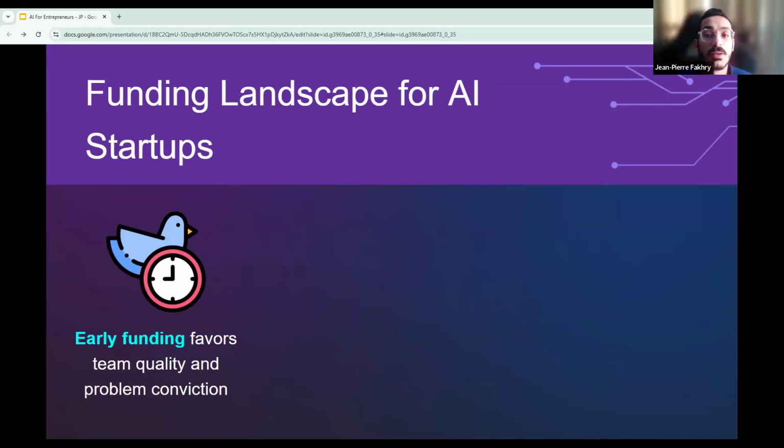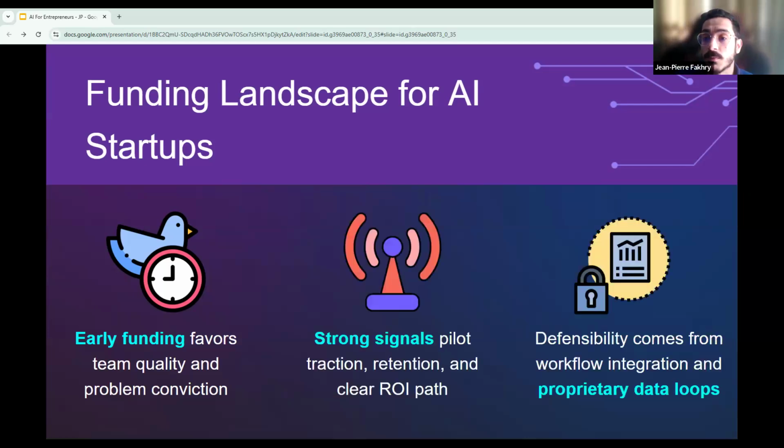And what really gets a startup into the top 10% is, at the earliest stage, like pre-seed and seed, investors are betting primarily on team quality and problem conviction. So basically, they want to see founders who deeply understand the pain that they are solving, who have talked to 50 plus potential customers, and who can explain in one sentence why this problem matters. So yeah, that's mainly it.